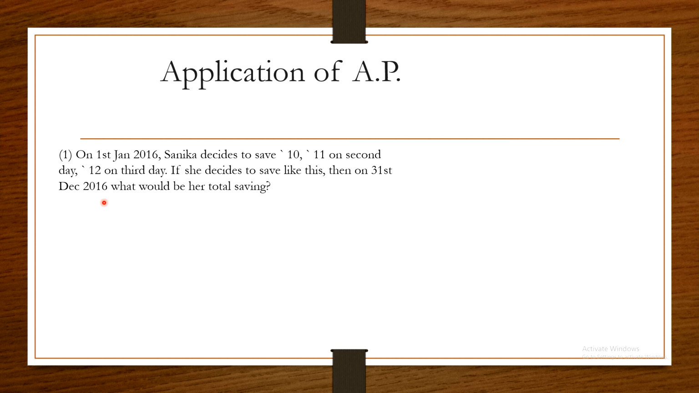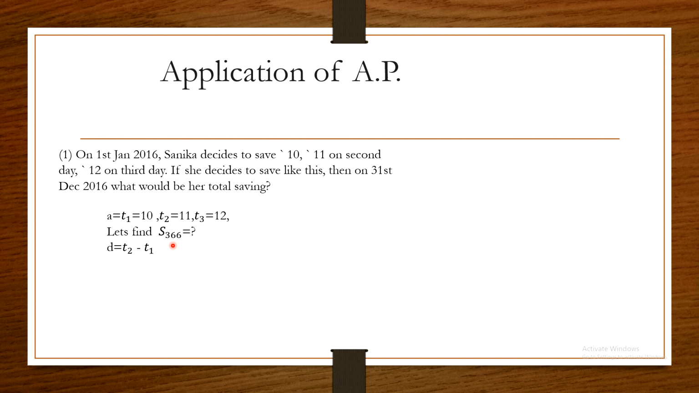We have to find the total saving. From 1st January to 31st December, and this year, 2016, is a leap year. In a year there are 365 days, and in a leap year there are 366 days. Now here on the first day she saves 10 rupees, so a = t1 = 10, t2 = 11, t3 = 12, and we have to find S366 because this is a leap year, so it contains 366 days.